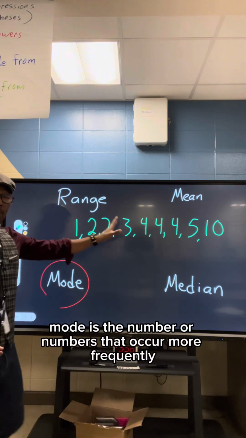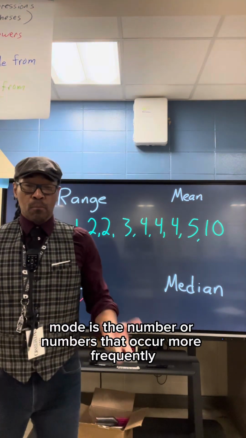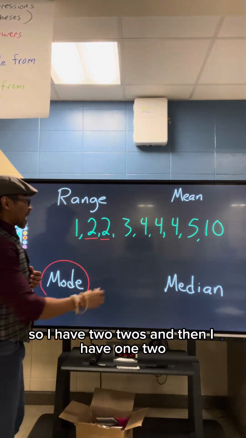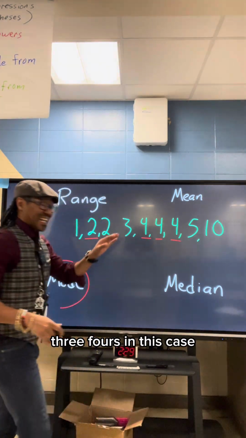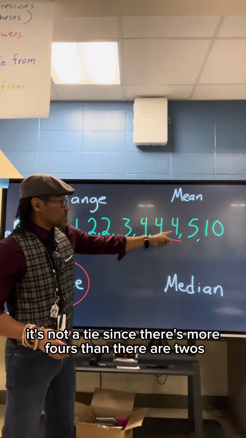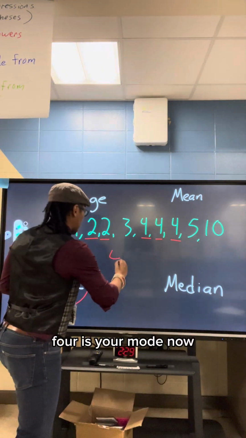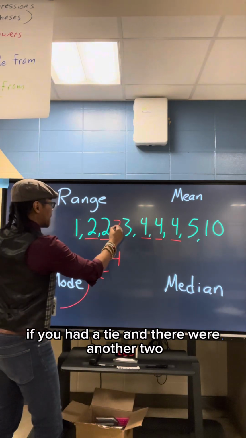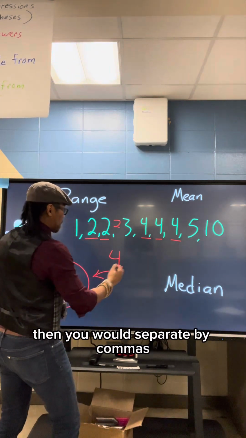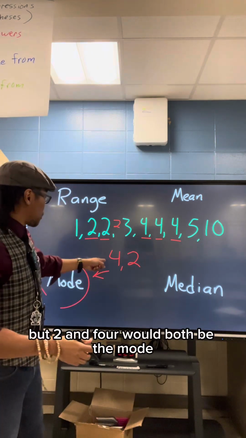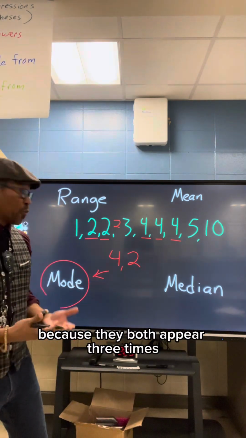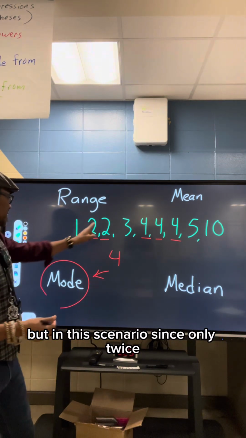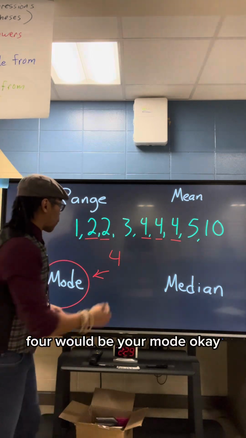Mode is the number or numbers that occur most frequently. So I have 2 2s, and then I have 3 4s. In this case, it's not a tie. Since there's more 4s than there are 2s, 4 is your mode. Now, if you had a tie and there were another 2, then you would separate by commas. You don't have to be in order, but 2 and 4 would both be the mode because they both appear 3 times. But in this scenario, since 2 appears only twice, 4 would be your mode.